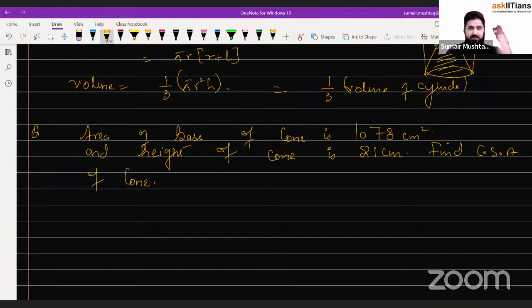Yes, sir. You have to find the radius of the base, since pi r square will be equal to 1078. Good. So we have to divide 1078 by pi. Can I just do the answer and show? Yeah, you people can do it. Come on, everyone. Start doing it.